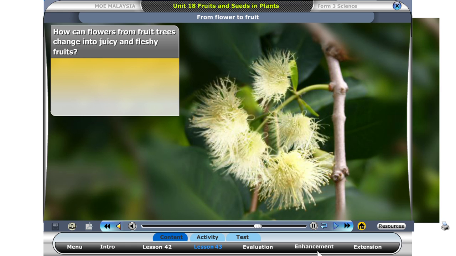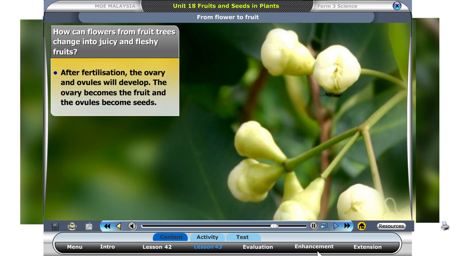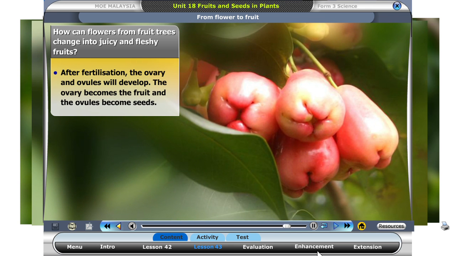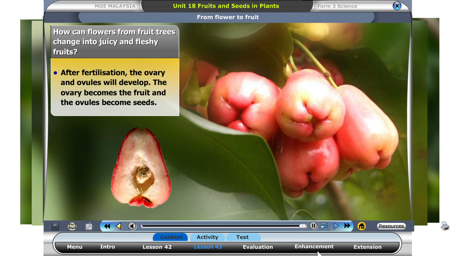Let's look at the question again. How can flowers from fruit trees change into juicy and fleshy fruits? After fertilization, the ovary and ovules will develop. The ovary will become bigger and bigger through cell division to become the fruit. The fertilized ovules will then become seeds.